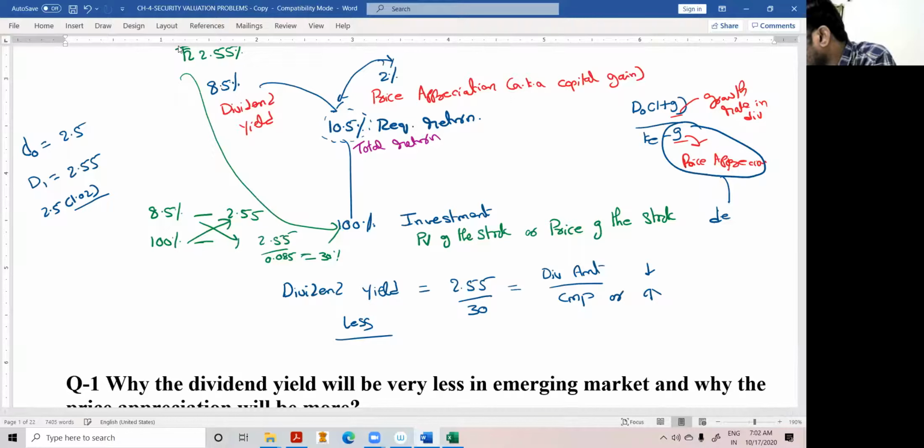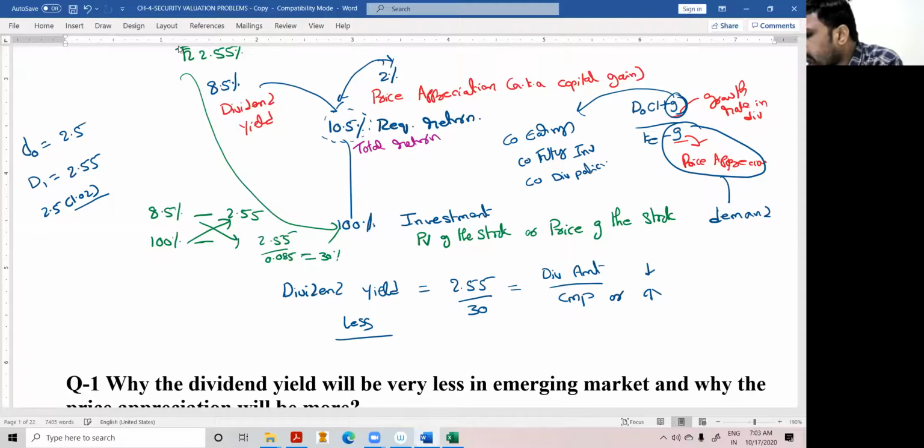Price appreciation is predominantly driven by market demand. The more demand from the investors, the more the price appreciation will be. Whereas the growth rate in dividend depends upon the company's earnings, the company's future expansion requirements, future investment requirements, and the company's dividend policy. All this will affect the dividend growth.